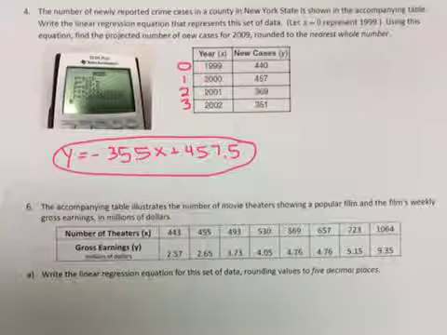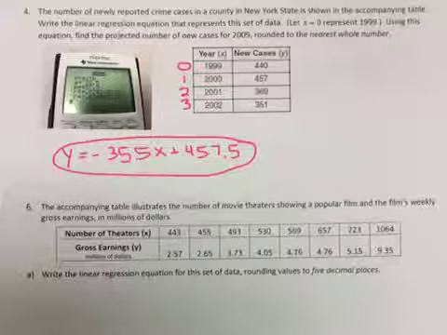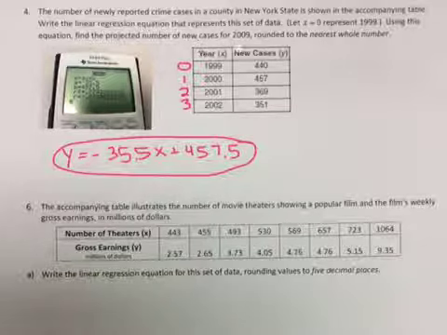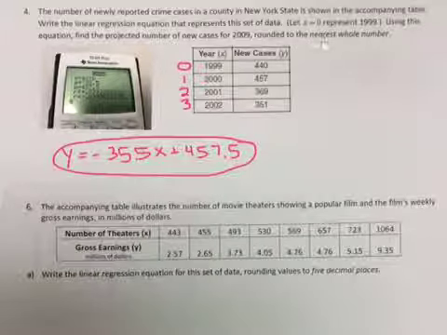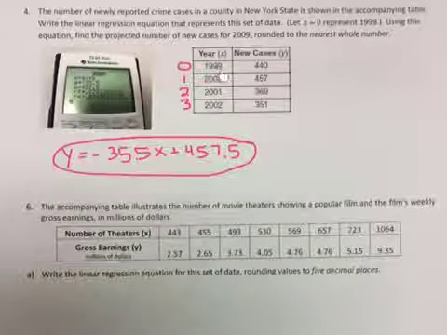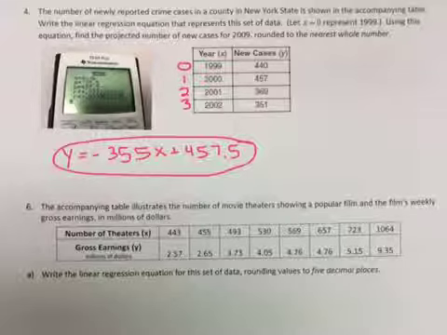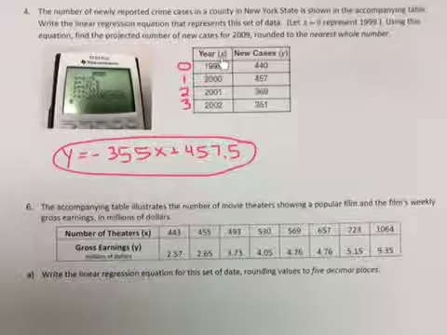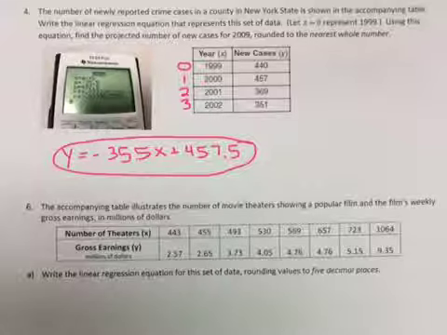Even though they don't break this up into an A and a B, there really is a part B. There's a second thing they want us to find. It says, using this equation, find the projected number of new cases for 2009 rounded to the nearest whole number. Well, if 1999 represents 0, then 2009, 10 years later, would represent the number 10. So what we can do is take the x and replace it with a 10. So we'll do that over here.